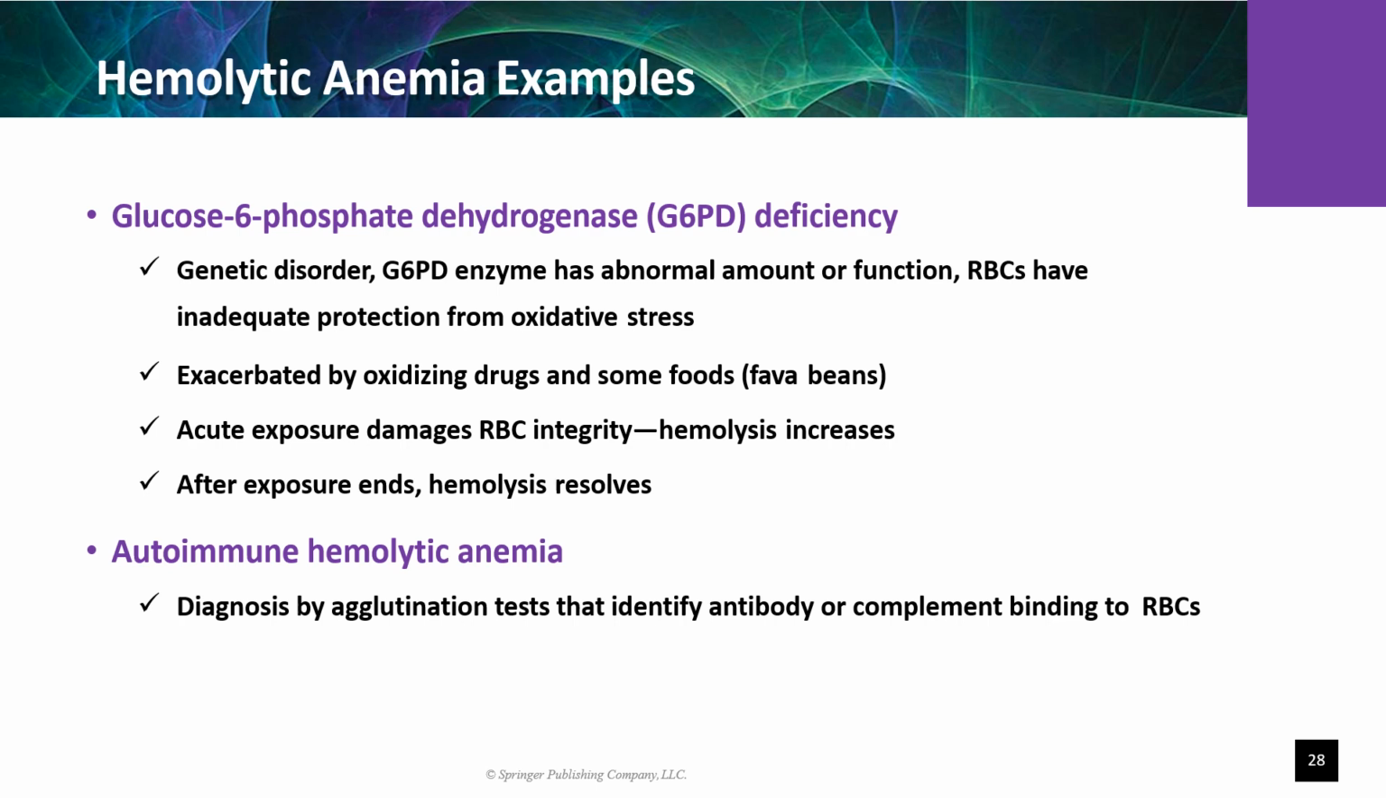G6PD is a metabolic enzyme that catalyzes the first reaction in the pentose phosphate pathway, a route of glucose metabolism that generates reduced nicotinamide adenine dinucleotide phosphate. The G6PD gene is located on the X chromosome, meaning that it has an X-linked inheritance pattern and that males are more severely affected.